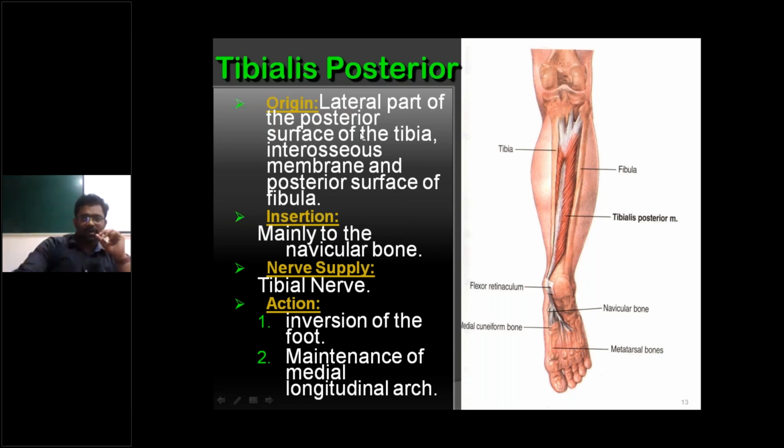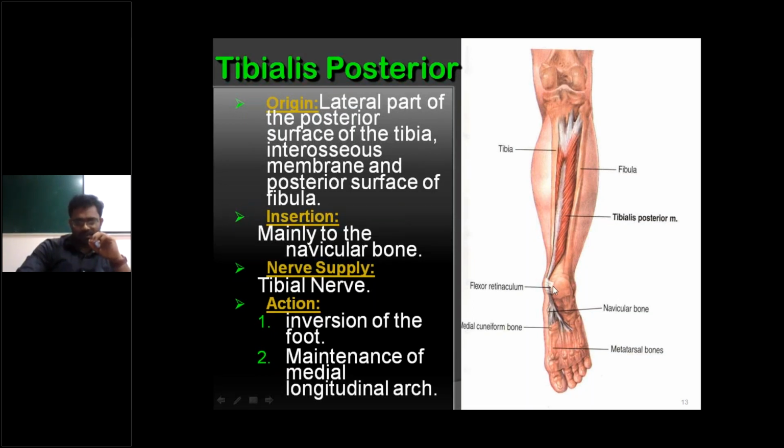That's why it arises from the lateral part of the posterior surface of the tibia, and also takes origin from the interosseous membrane as well as the posterior surface of the fibula. So the posterior surface of the fibula, the interosseous membrane, and the lateral part of the posterior surface of the tibia. After taking origin from these three sources and below the bones, it forms the tendon.